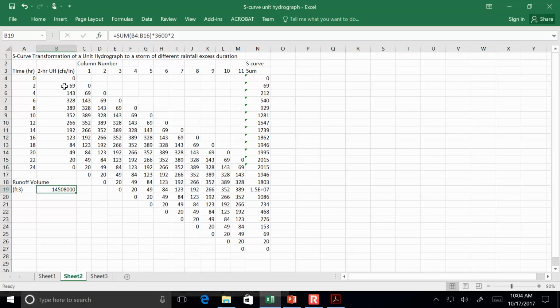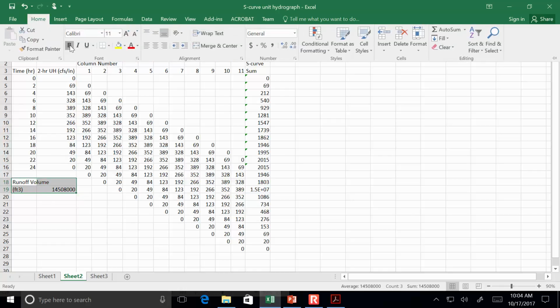So it's essentially saying, assume that you have 69 CFS for 2 hours, and then assume that you have 143 CFS for 2 hours, and 328 CFS for 2 hours, and so on. So I've added them all up and multiplied them by the number of seconds in a 2-hour period. Okay, so that's 14,508,000 cubic feet. If we do this process correctly, then the 4-hour unit hydrograph we have at the end of it should give us the same volume. So it's a way for us to double check and make sure that our answer is correct.